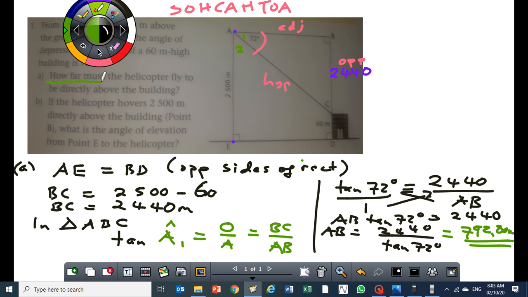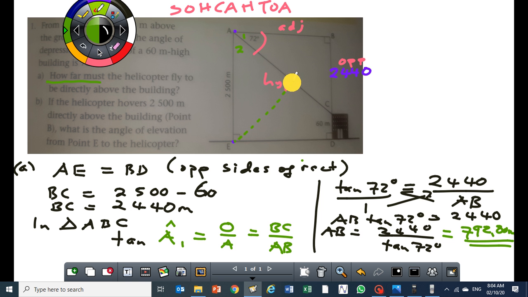Then it says, what is the angle of elevation from point E to the helicopter? All right? So the helicopter is here. Let's say there is an observer somewhere there, and that observer is looking at the helicopter. We need to find the angle of elevation. Now, to do that, we are going to need to do a construction. That construction, okay, let me use green.